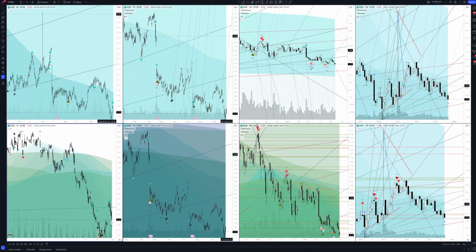Today we will take a look at Nokia stock. Let's analyze the market situation and find out how you can make money on it. Let's start.